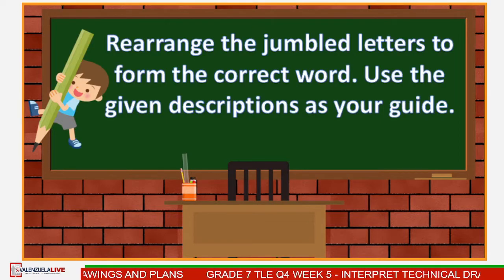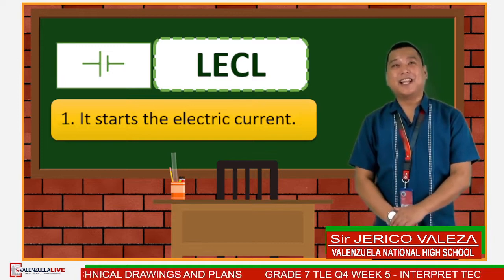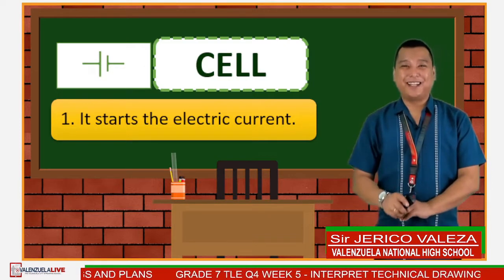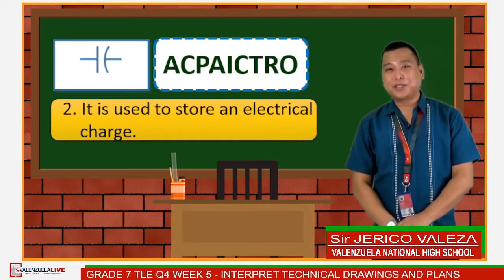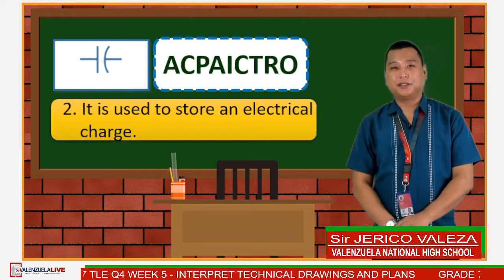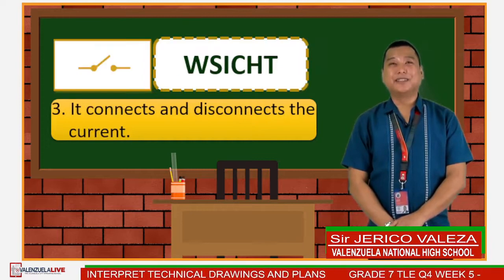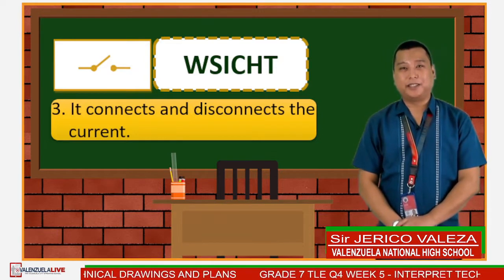Now, you're going to rearrange the jumbled letters to form the correct word. The description is given to serve as your guide. Number 1. It starts the electric current. What is the answer? Correct. Cell. Number 2. It is used to store electrical charge. Yes, capacitor.